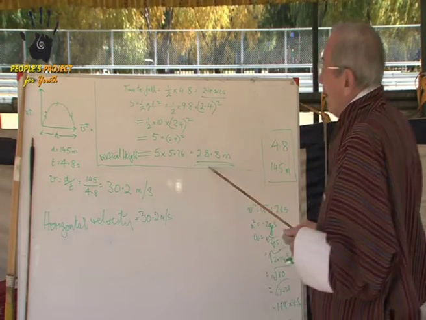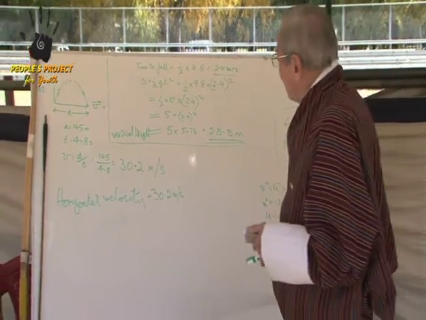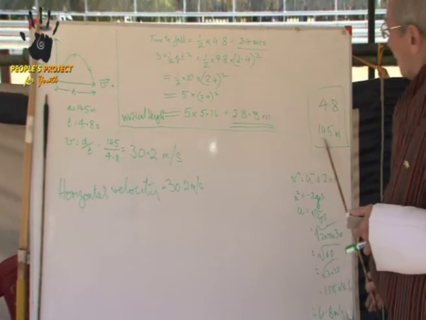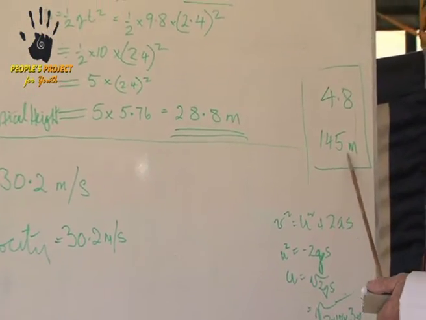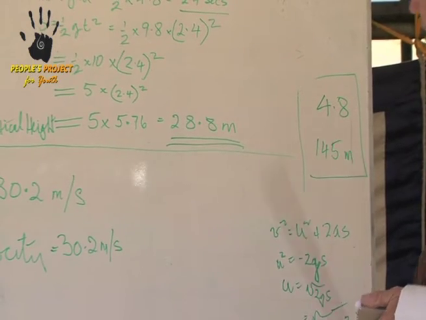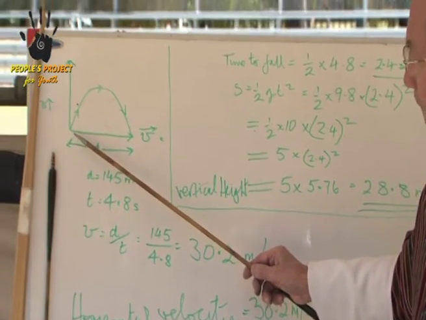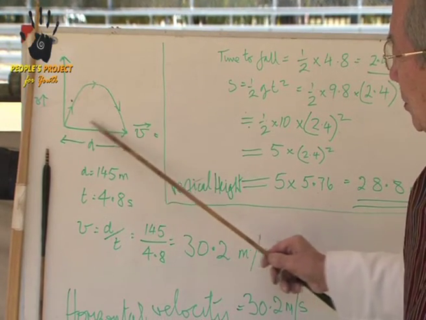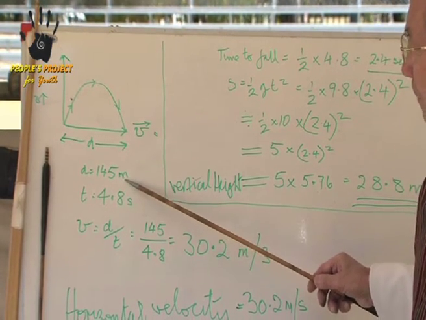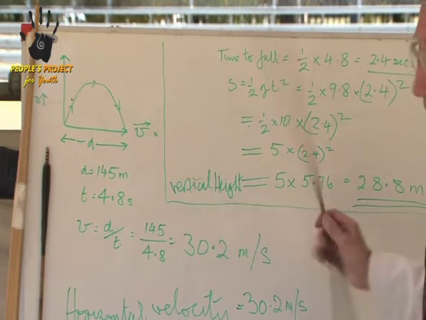So we know the arrow rose 28.8 meters high, but also we know that the length of the archery ground between targets was approximately 145 meters, and it took 4.8 seconds. So now we can do a simple calculation. It took 4.8 seconds to travel a horizontal distance of 145 meters. So what's the horizontal velocity of the arrow?